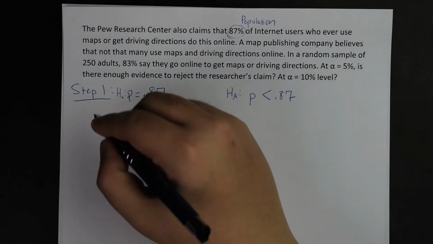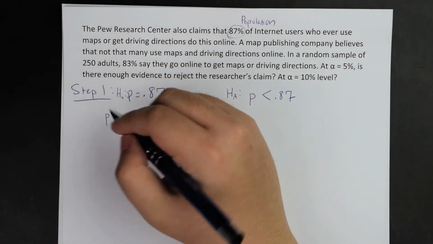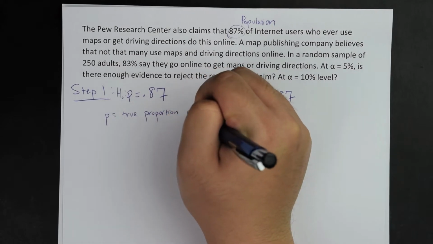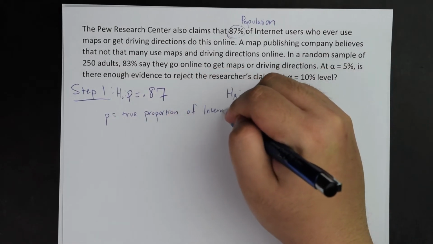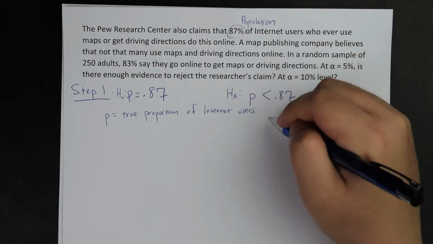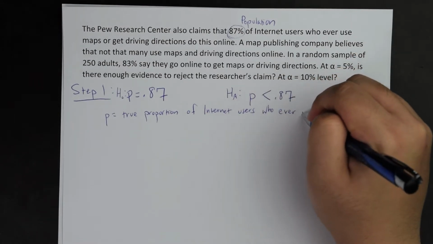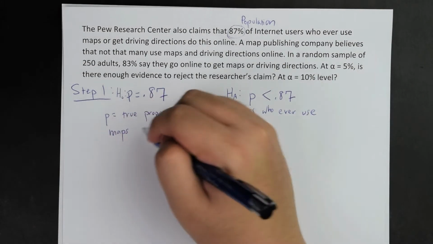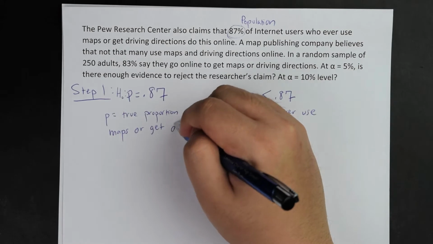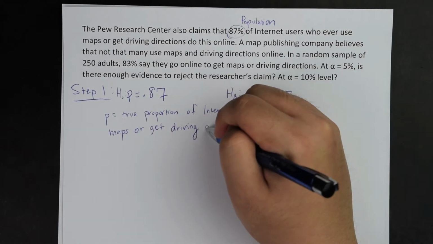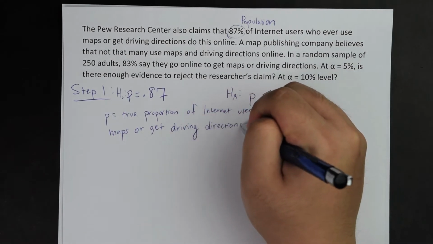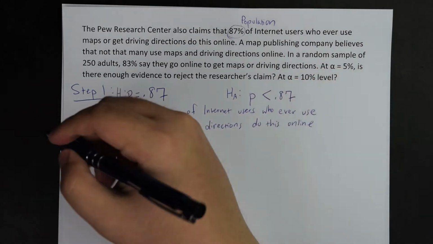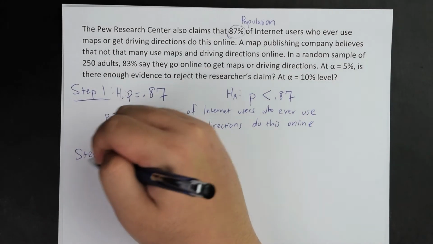Sometimes I also like to include that P equals the true proportion of internet users. If you notice right here, I'm copying verbatim, literally word by word, the definition that they provide in the word problem. This prevents me from making any mistakes or getting docked any points on the AP Statistics exam. This will help you a lot just to make sure you're doing the work right. And that concludes my step one.